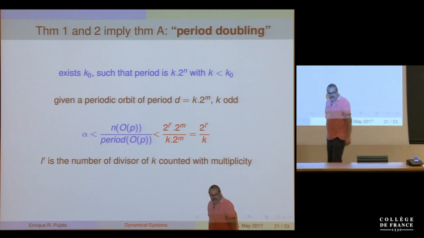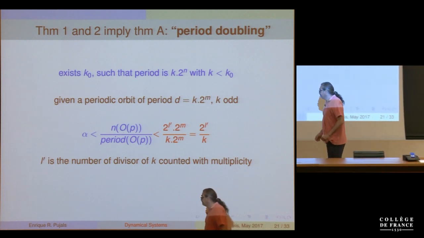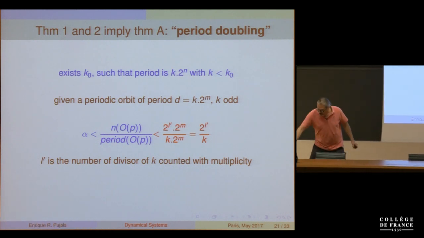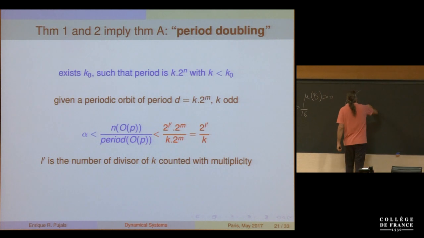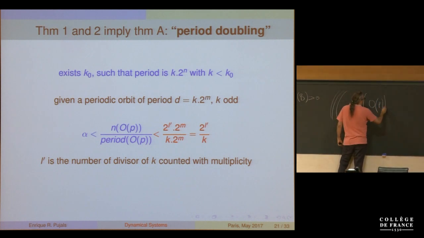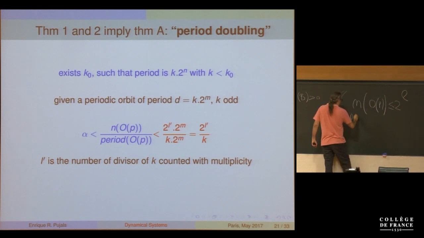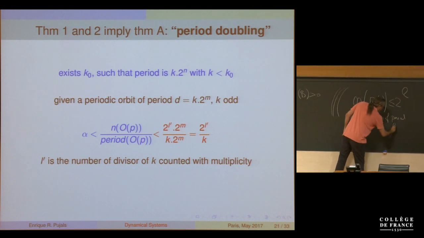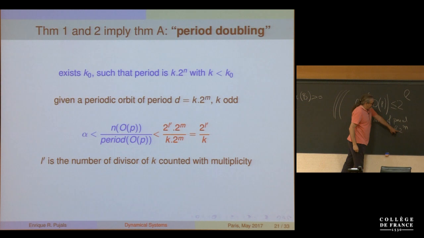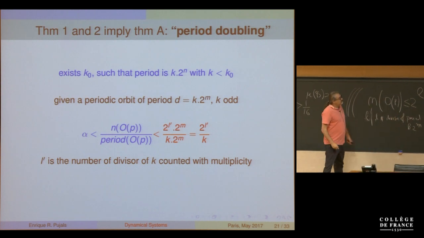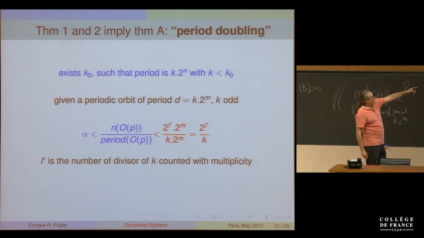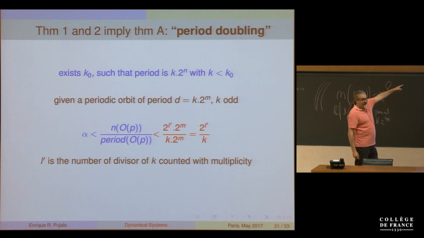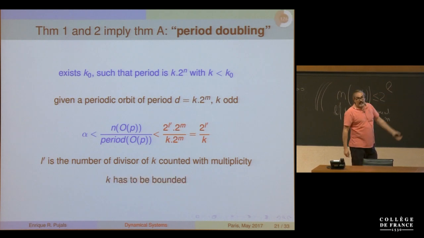Just to make it clear, remember that NOP is smaller than 2 to the L, where L is the quantity of divisors of the period counted with multiplicity. If you write the period as K times 2 to the M, the multiplicity of 2 is M, and then you have to analyze what happens on K. But now it's done. If 2 to the L prime divided by K has to be larger than alpha, and alpha depends on the system, not on the orbit, K has to be bounded.